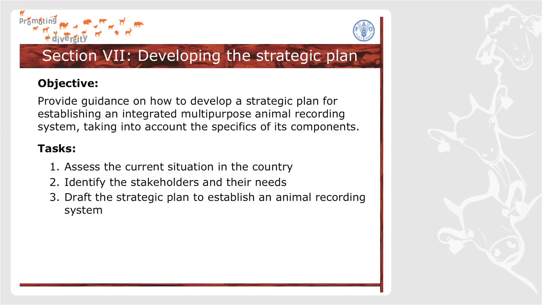The purpose here is to develop the strategic plan. The objective of this section is to provide guidance on how to develop a strategic plan for establishing an integrated multi-purpose animal recording system. And these are a number of tasks that we have listed, fully describing how to develop such a strategic plan. Assess the current situation, identify the stakeholders and their needs, and draft the strategic plan to establish an animal recording system. These are the tasks that have to be considered.